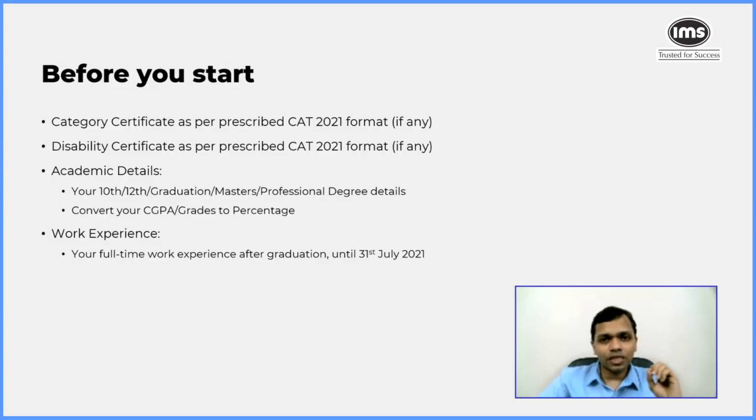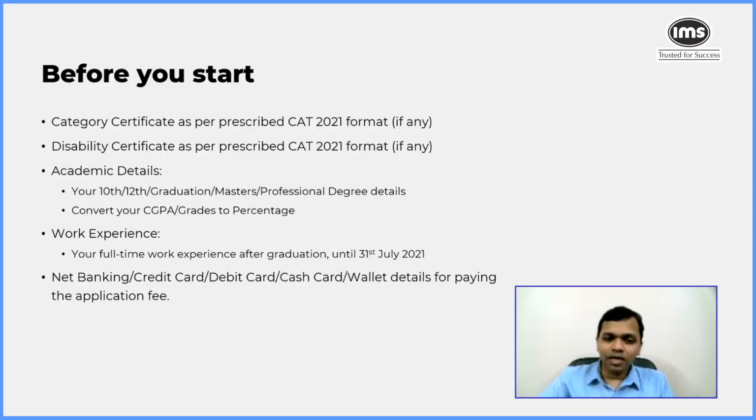Please note that as per CAT specification, your full-time work experience after graduation until 31st July 21 will be calculated, which means that even if you're working right now, the work experience that you will submit is only going to be till 31st July. And lastly, have your net banking, credit card, debit card, all those details ready that you will need to make the final payment.